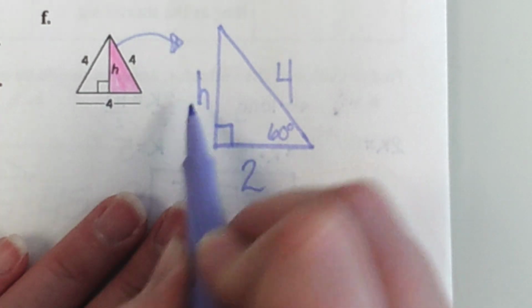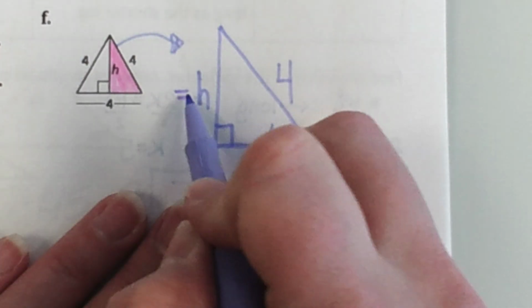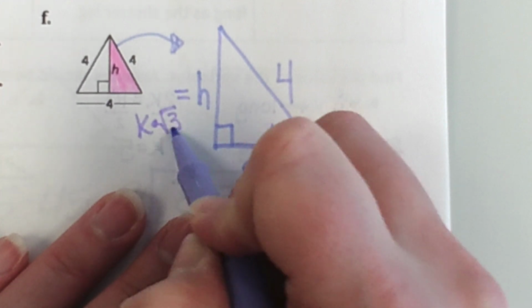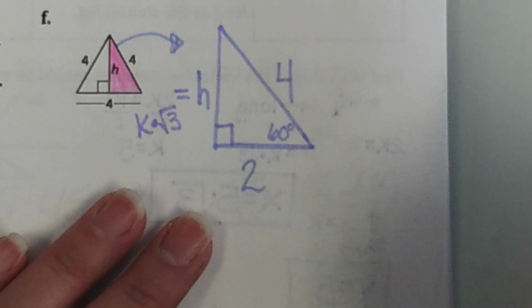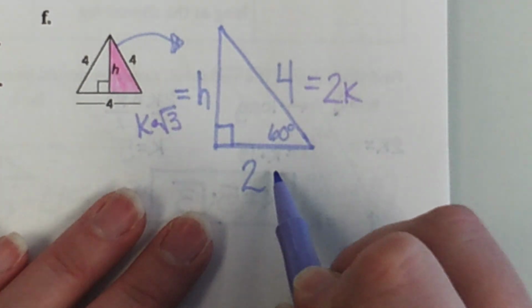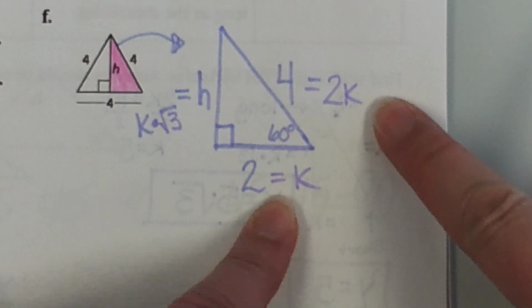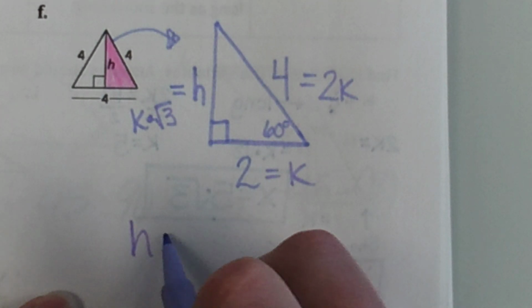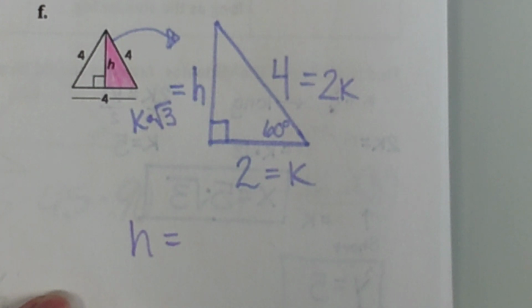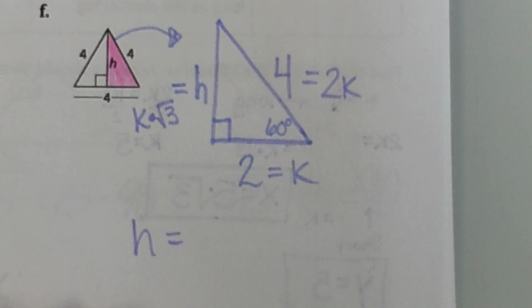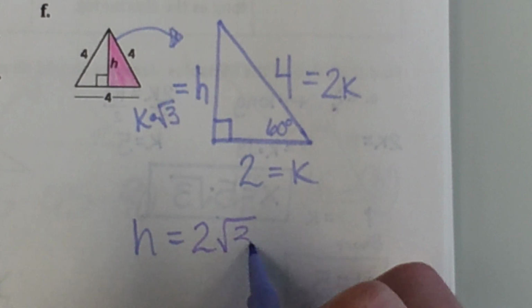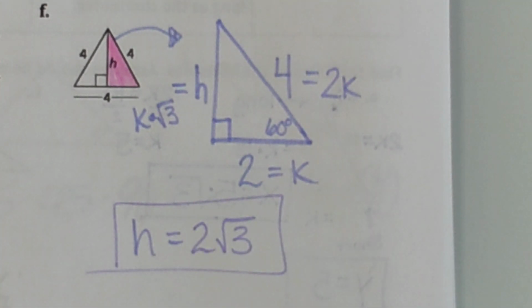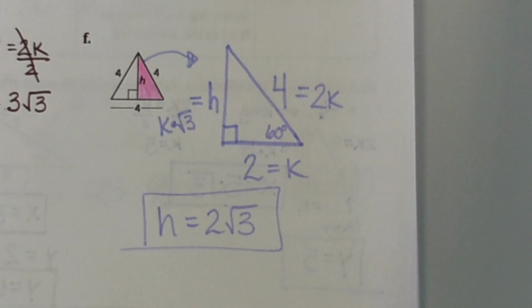H is the long leg or the short leg? It's the long leg. Long leg, so that's the one that's the k times the square root of 3, which means 4 is 2k and 2 is k. Now I could solve either of those. Which seems easier? The bottom one. K is 2. H is equal to k times square root of 3. It would be 2 times the square root of 3, which we cannot simplify. So, equilateral triangles. Throw down the altitude, and you got two congruent right triangles.